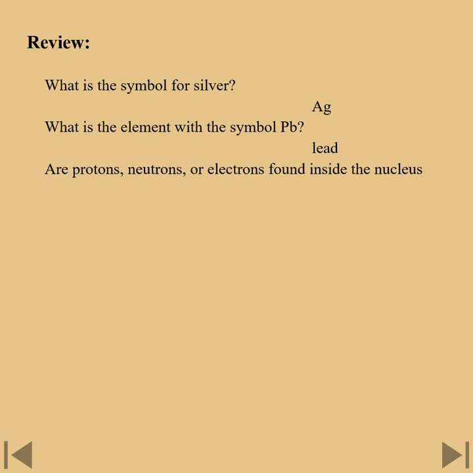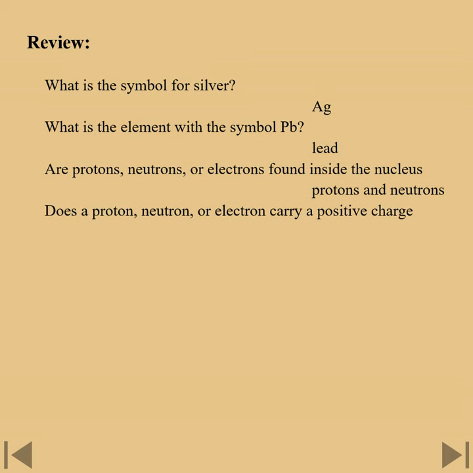And are protons, neutrons, or electrons found inside of the nucleus? Protons and neutrons. And which of these subatomic particles carries a positive charge? Protons. And which element has 35 protons? Well, let's go get our periodic table and go to element 35. And Br is bromine.